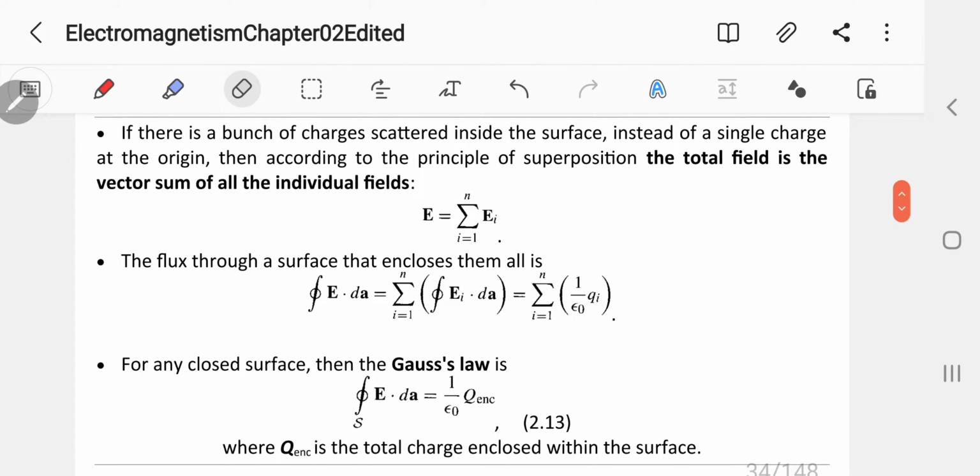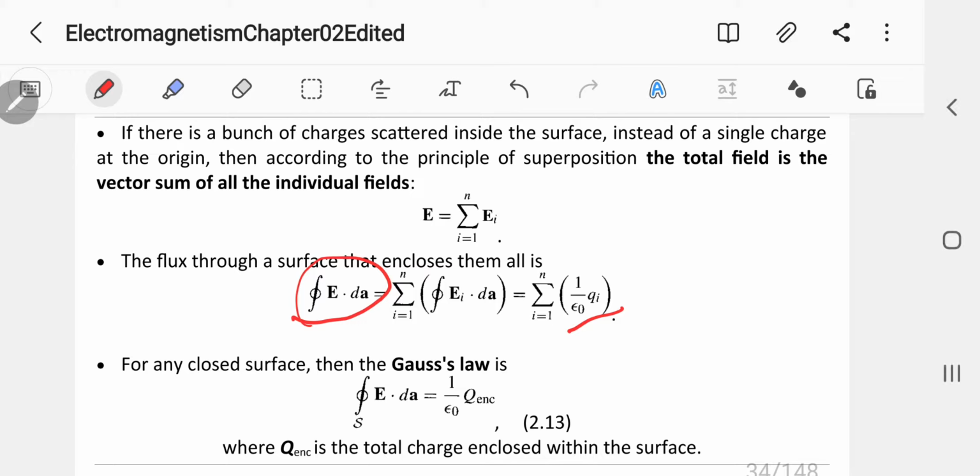So if you have many charges inside the surface, the total field is the vector sum of all the individual fields, so that your total flux would be due to the sum of the charges that are inside the Gaussian surface or the physical surface. So you have to add all the Q, then you have dA here, the flux, I mean E dot dA.